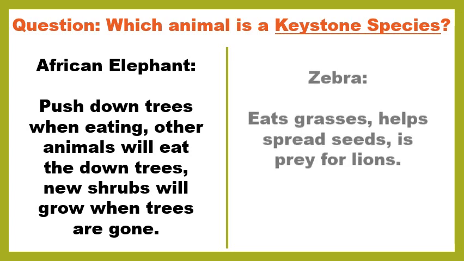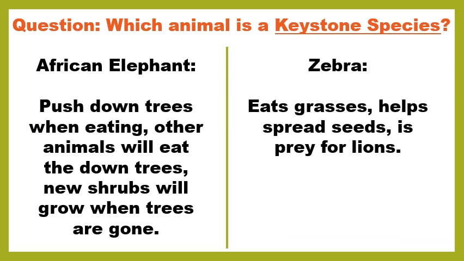Let's compare African elephant to a zebra. A zebra eats grasses. It helps spread seeds, and it is prey for lion. So you've got two animals, and we're looking for an animal where a lot of different species and organisms depend on. So what do you think is, for lack of a better word, more important to the ecosystem? Do you think it's the African elephant, or do you think it's a zebra? 5, 4, 3, 2, 1.